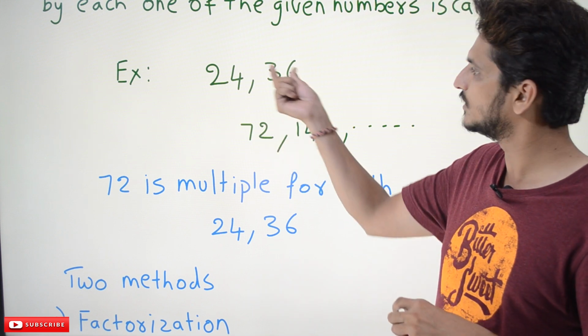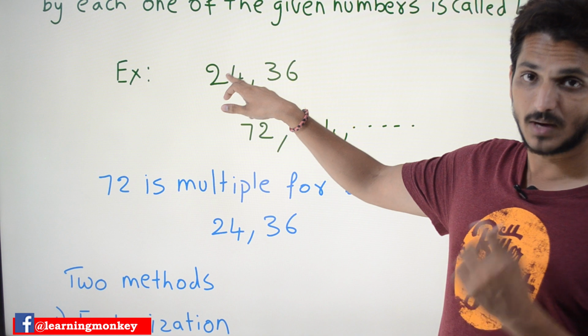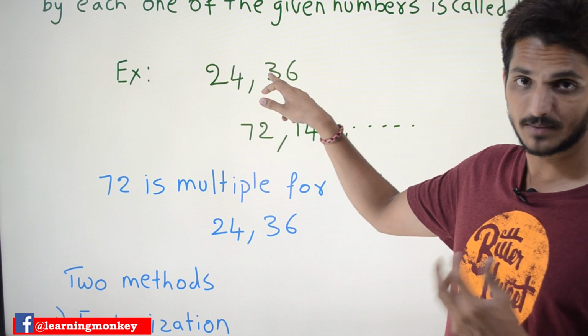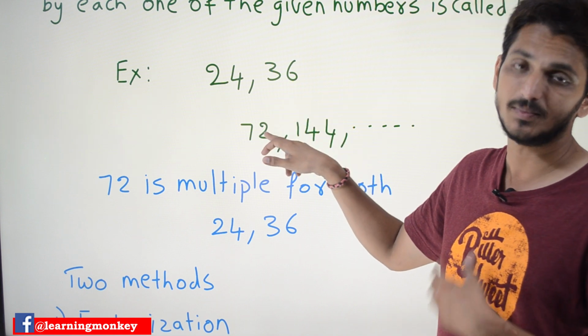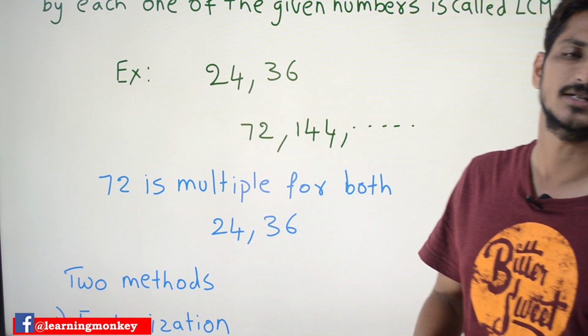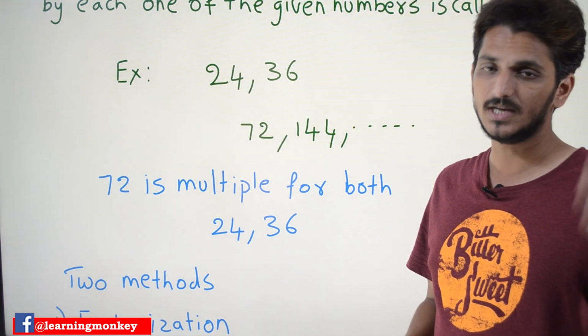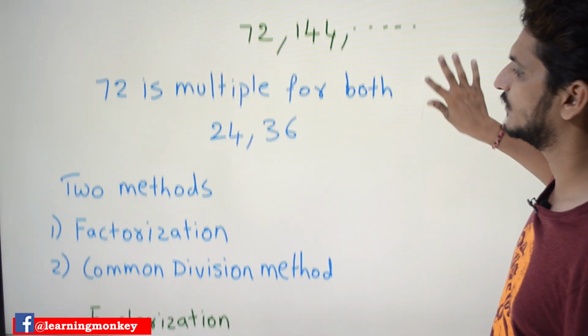72 is a multiple of 24 and 36, because 24 multiplied by some number gives us 72, and 36 multiplied by some number gives us 72. Then 72 is a multiple of 24 and 36. That is what we discussed in the previous examples when we discussed what multiple means. So 72 is a multiple for both the numbers 24 and 36.